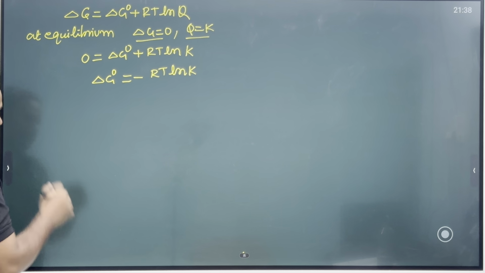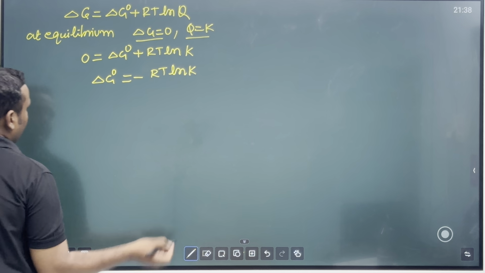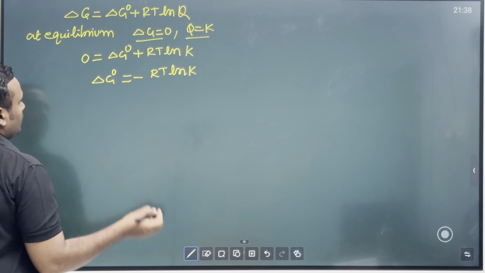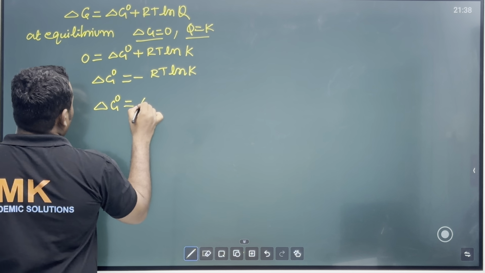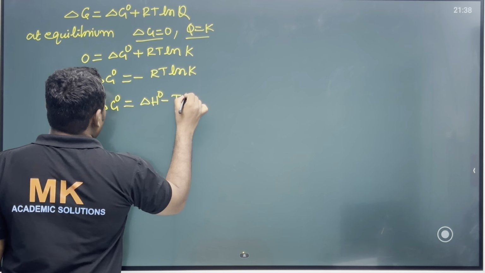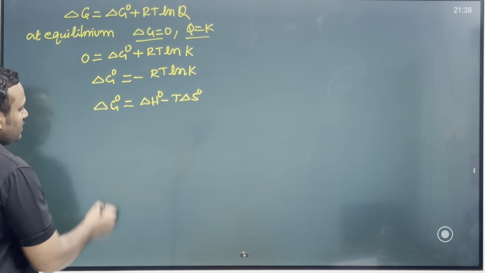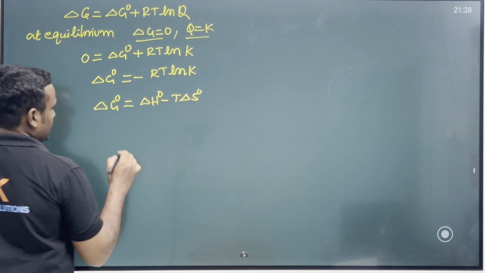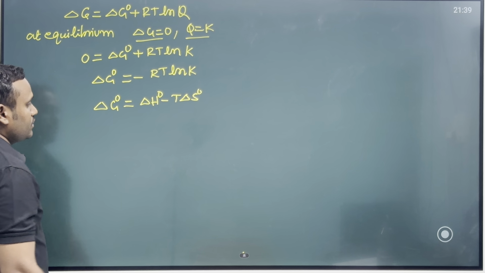And here one more relation is there from thermodynamics. What is the one more relation from thermodynamics, children? That is delta G naught is equal to delta H naught minus T delta S naught. Here delta G naught, we know, is the standard Gibbs free energy change. Here delta H naught is the standard enthalpy change, and delta S naught is the entropy change.